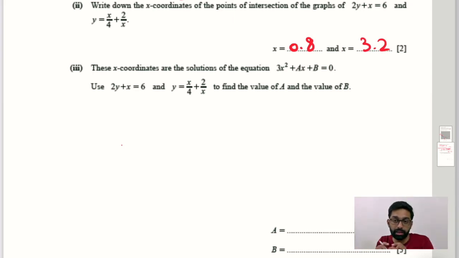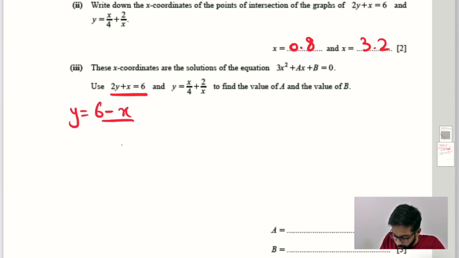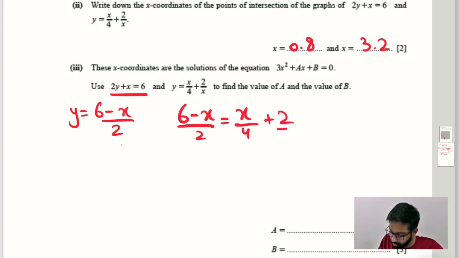So let's equate them with each other. First, we will need to convert this equation into a standard equation, which we already did. So the standard equation was y equal to 6 minus x over 2. Now both the y's of the two equations need to be equated to each other. That means we can write them in front of each other. So we can write 6 minus x over 2 equal to what do we have here? x over 4 plus 2 over x.